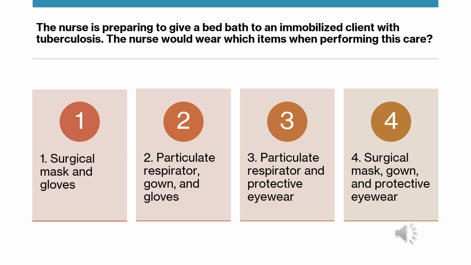Now let's look at some of the other ones though. A surgical mask, you're going to wear a surgical mask for droplet precautions, meaning the drops go 3 feet and fall to the ground, right? Whereas airborne, it stays in the air. So droplet precautions, we could wear a surgical mask. And then, like we said, gloves, anytime you come into contact with blood and body fluids. Giving a bath, you're not necessarily going to be splashing water in your face, so you wouldn't necessarily need protective eyewear. So our best answer here is going to be number 2, particulate respirator, gown, and gloves.